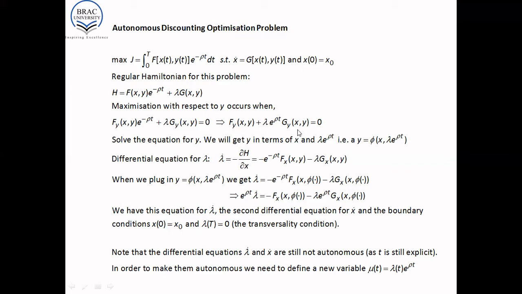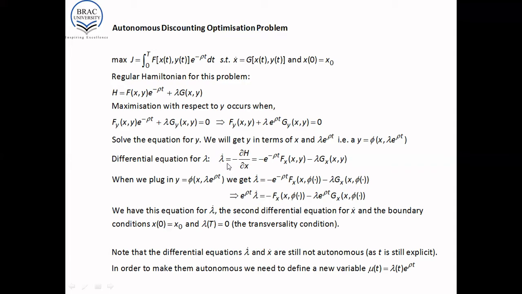Solve this equation for y. If we had algebraic forms, we could find an expression for y in terms of x and lambda e to the power rho t. So suppose we could do it, and we would get y as a function phi of x and lambda e to the power rho t. Next, we need the differential equation for lambda.